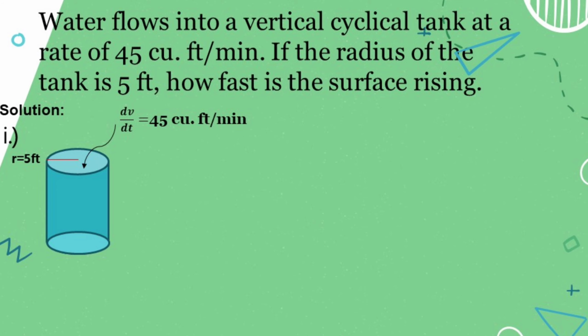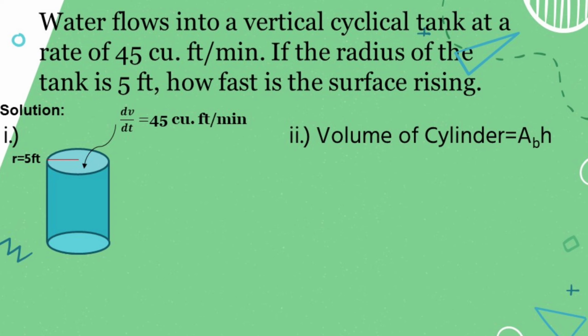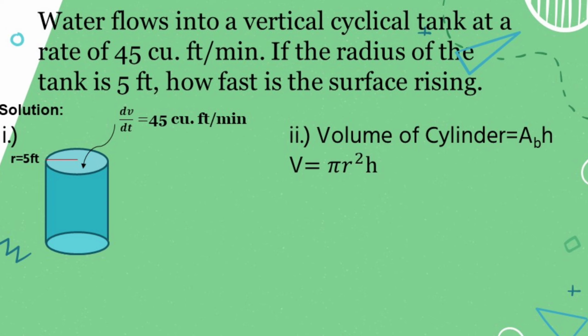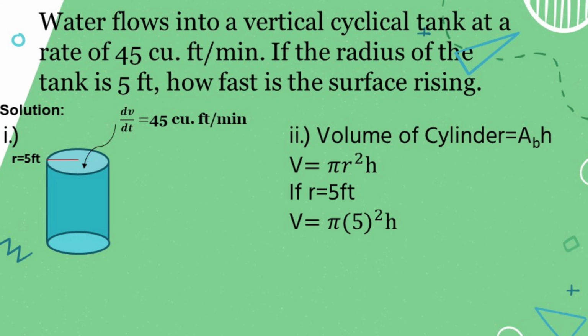Our working equation is: volume of cylinder equals area of the base times height. And we know that the area of the base is pi r squared. So we have volume of cylinder equals pi r squared times height. Then if our radius is equal to 5 feet, we have volume of cylinder equals pi times the quantity 5 squared times height. Then simplify it. That's why we get volume of cylinder equals 25 pi times height.